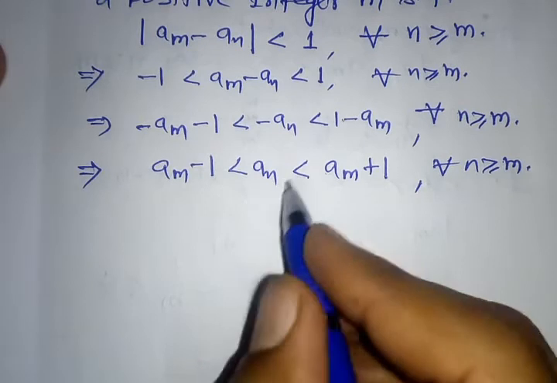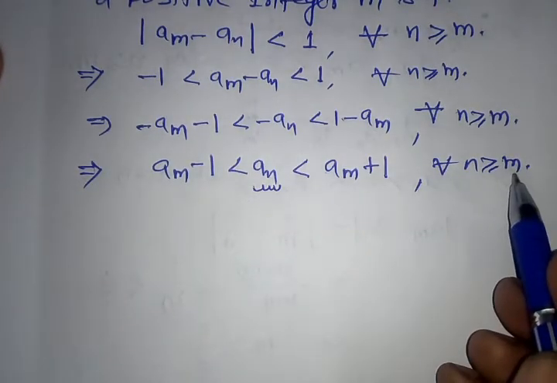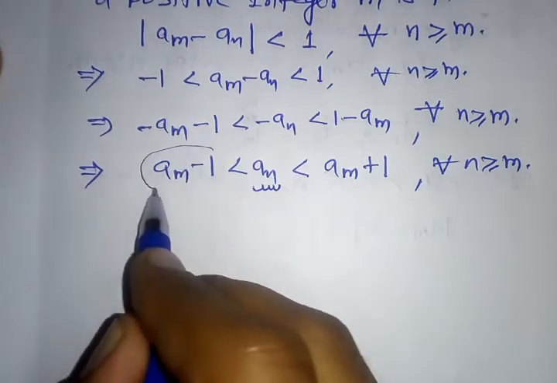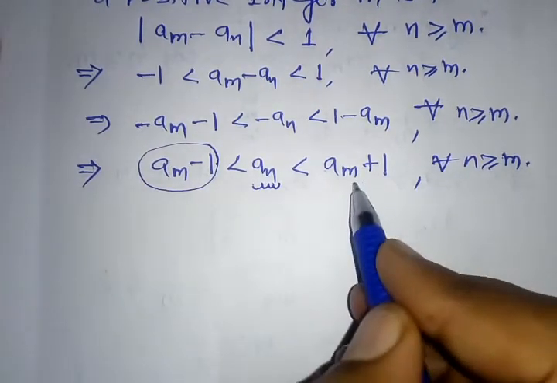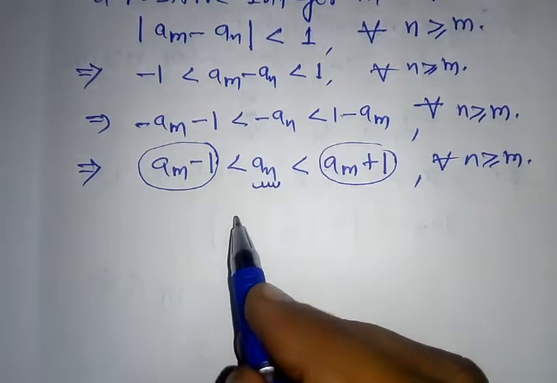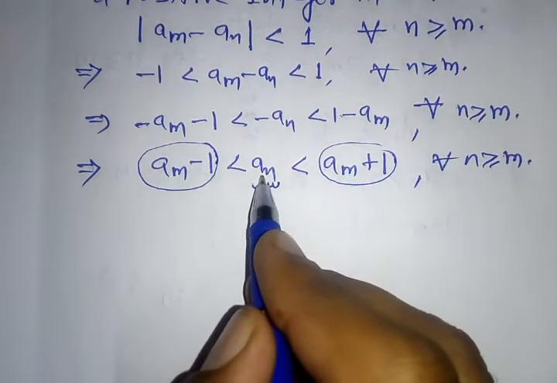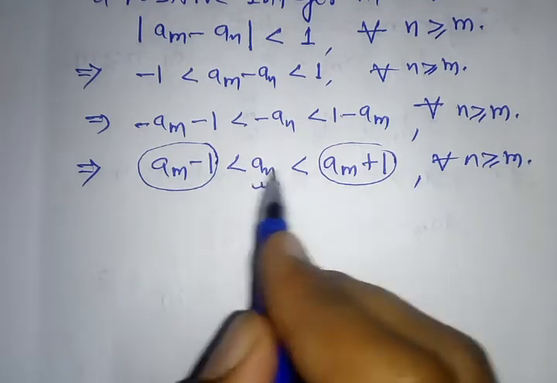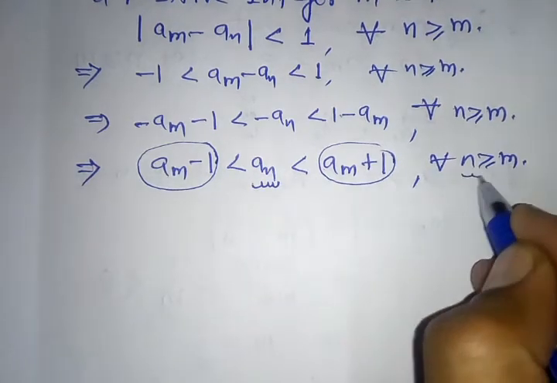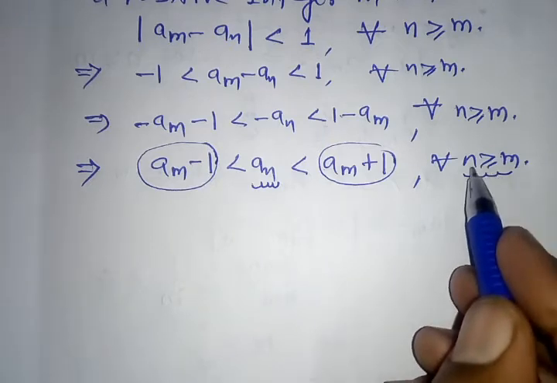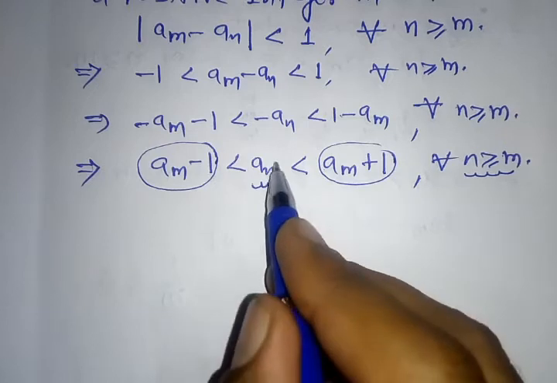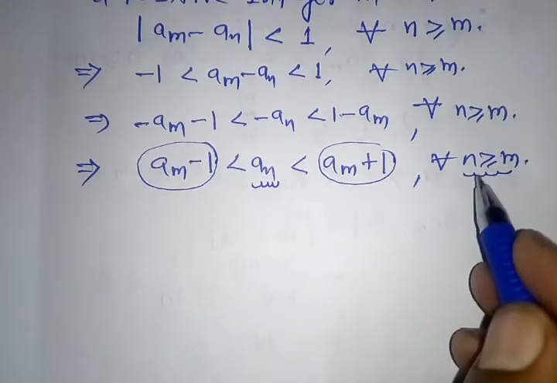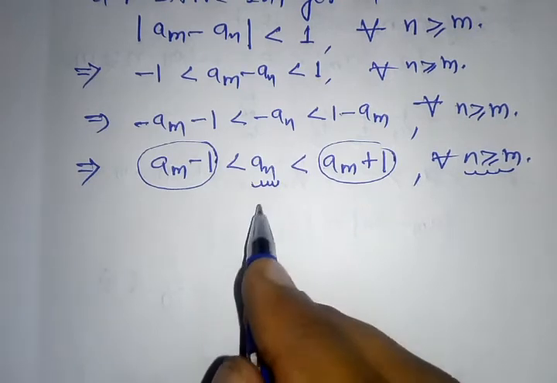So here in the sequence an, m is a fixed positive number. If m is a fixed positive number, then am is a fixed term of the sequence, so this is a finite number. Similarly, this is also a finite real number. So the terms of sequence an are bounded for n greater than or equal to m. But what can we say about the terms for those indices which are less than m? So for the whole sequence, to prove it is bounded for every n, what can we write?